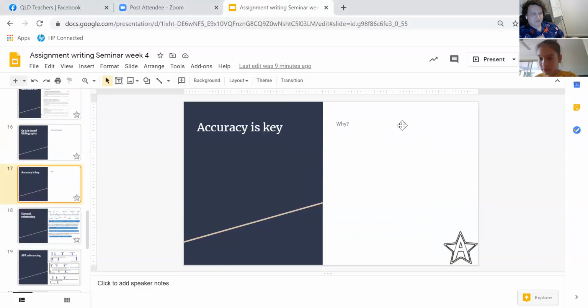Why is accuracy important here? So it all comes back to accountability. If you're saying that this person has said this thing, this is their opinion, you've cited them, then people need to be able to find the information to verify that's what the person actually said.